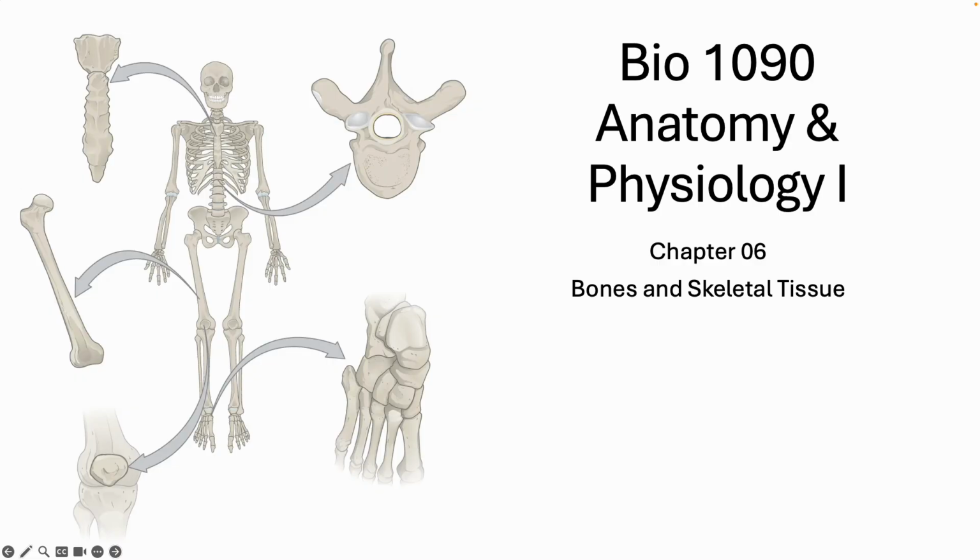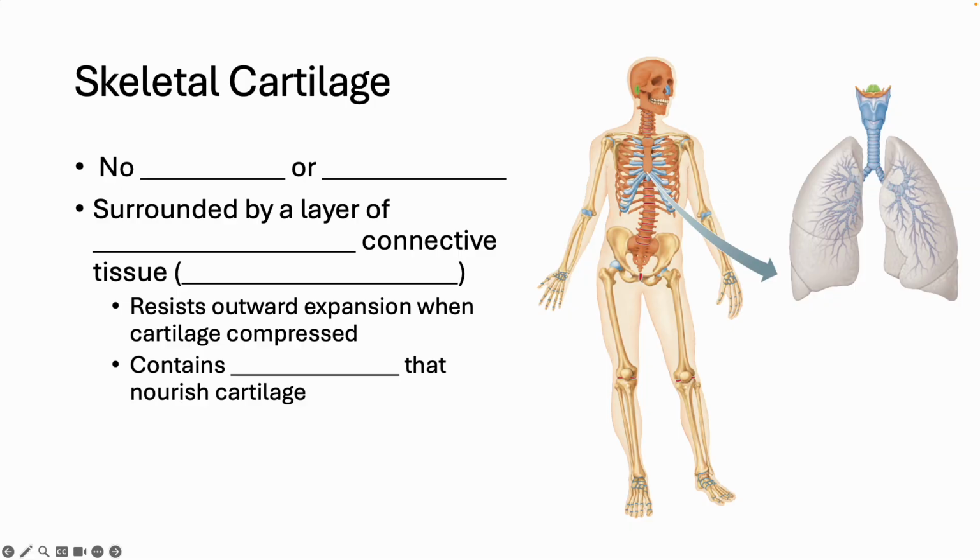All right. In this video, we are going to be talking about the anatomy and physiology of the skeletal system. The skeletal system is going to be comprised of both bone and cartilage. We're going to talk a little bit about cartilage first before we go into the bone, since the majority of the skeletal system is made up of bone tissue.